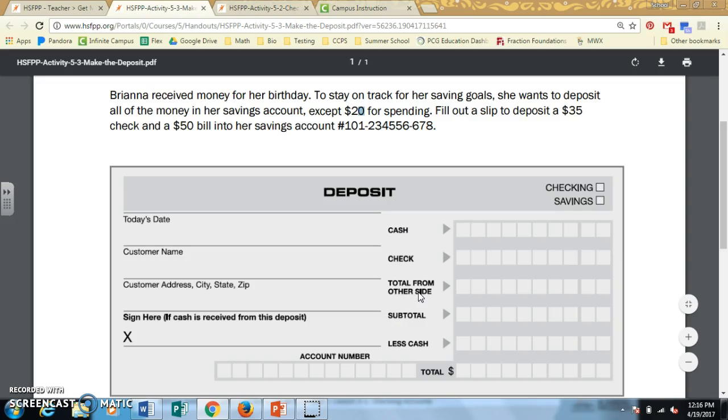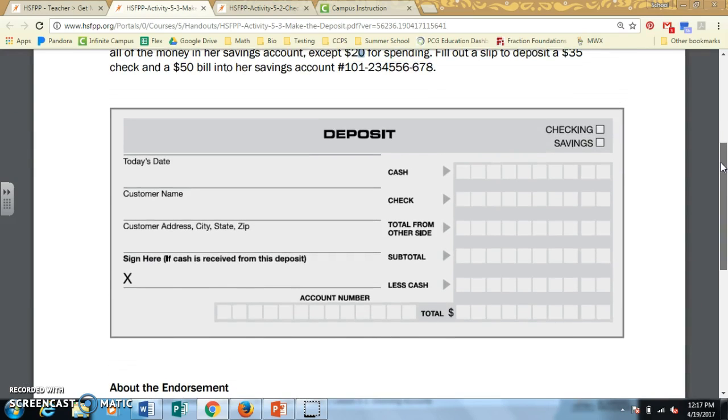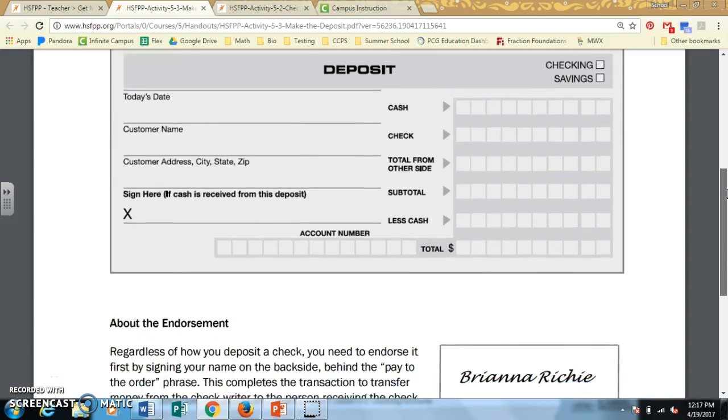So cash, check, and the total from the other side, which we don't have to worry about, that is all going to be added together. So 35 and 50 would be added together for our subtotal. So that should give you $85.00. And that less cash, that means that we have to subtract. So you would take that 85, subtract 20, and that should give you 65 as the total that she is depositing into her savings account. I understand that I went over that pretty fast, so if you need to pause this and replay it so that you can fill out the deposit slip, that's fine.